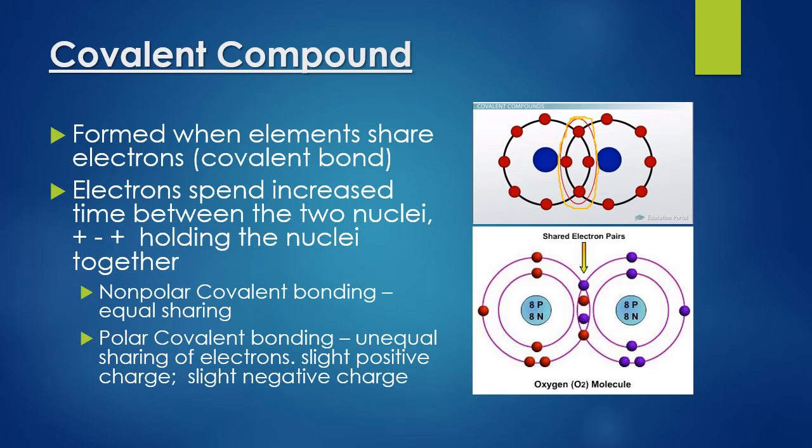Now, there are two types of covalent bond. We mentioned that there was a nonpolar and a polar. The nonpolar is equal sharing, and that's what you see in these diagrams to the right. You can see that the electrons are placed in the center between the two nuclei. A polar covalent bond would be where one atom has the electrons closer to its nucleus than the other, meaning it wants it more. It's a more electronegative atom.